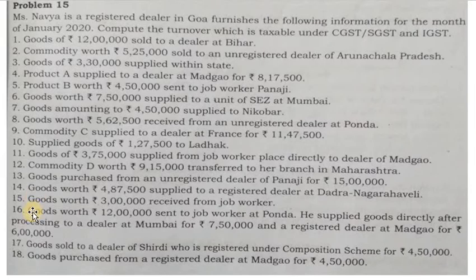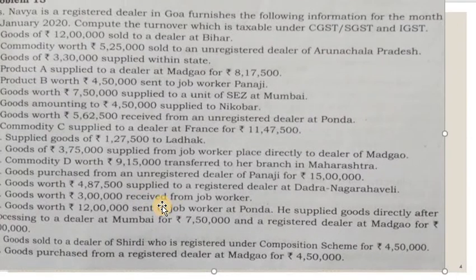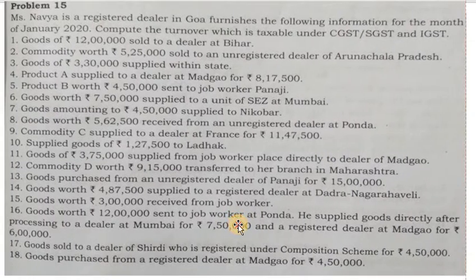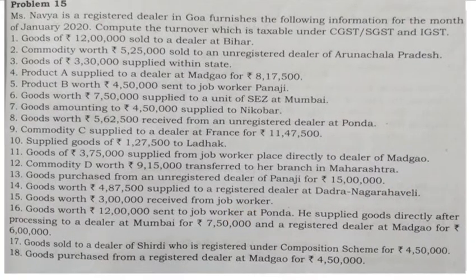Let's go to the next one. The 15th one: goods worth 3 lakh received from job worker. So you are just receiving the goods, so that means it is a purchase. You are just getting back the goods which were given to a job worker for processing. So it is not a complete supply, and it is not taxable.